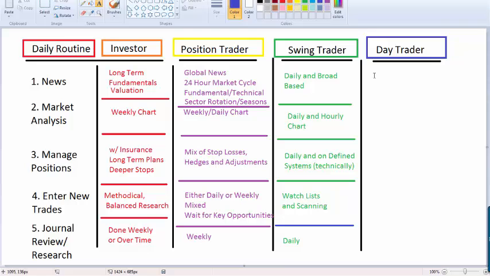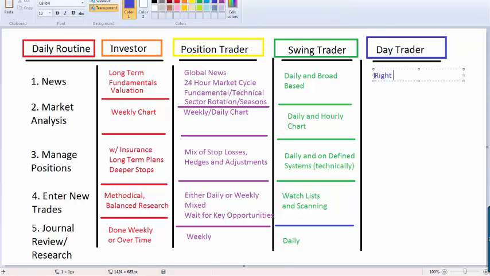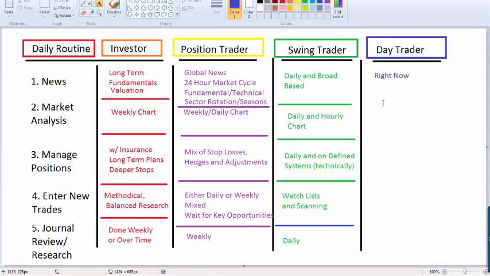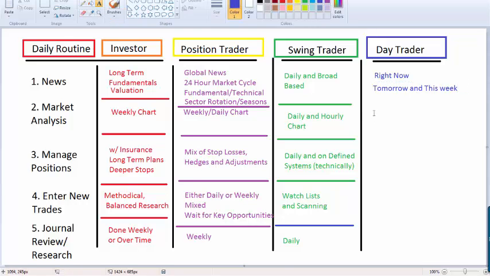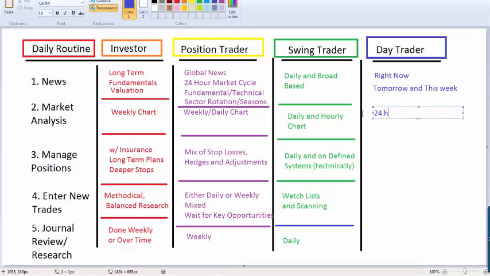The news is obviously right now. What is happening right now, period. What is going on, or this tomorrow and this week. You kind of take a peek ahead at what may be coming up tomorrow. Your market analysis is done on the 24-hour market cycle, and you have to know intraday patterns.